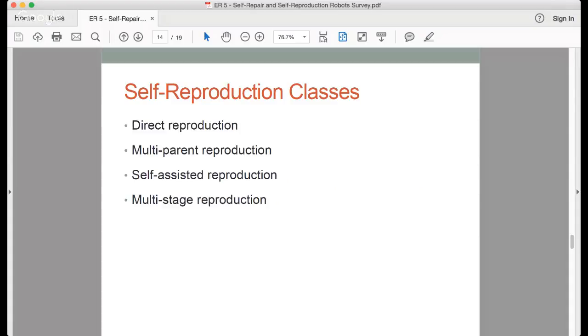In the second class is multi-parent reproduction. Multiple robots produce a single copy, such that one robot places the modules while the other assembles these modules.